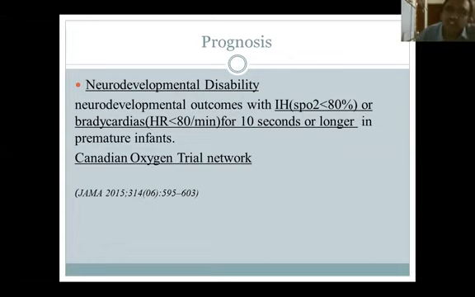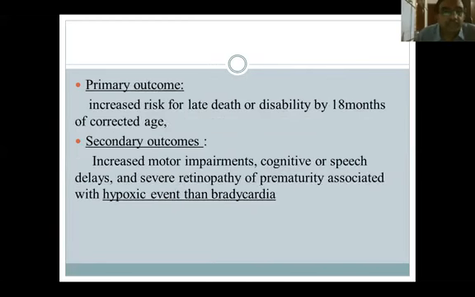there's a huge Canadian Oxygen Trial Network, a multi-centre trial, which has shown that if there's intermittent hypoxia, that is SpO2 less than 80%, or bradycardia less than 80, for 10 seconds or longer in premature infants, there are some effects on these premature babies as age progresses. For example, in this study, the primary outcome they found was an increased risk of late death or disability by 18 months of corrected age. Therefore, prolonged apnea has an impact on neurodevelopment and also survival.